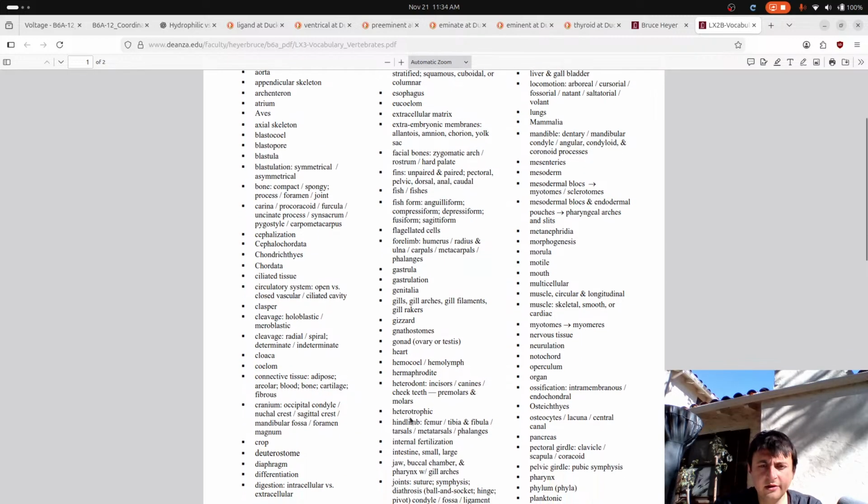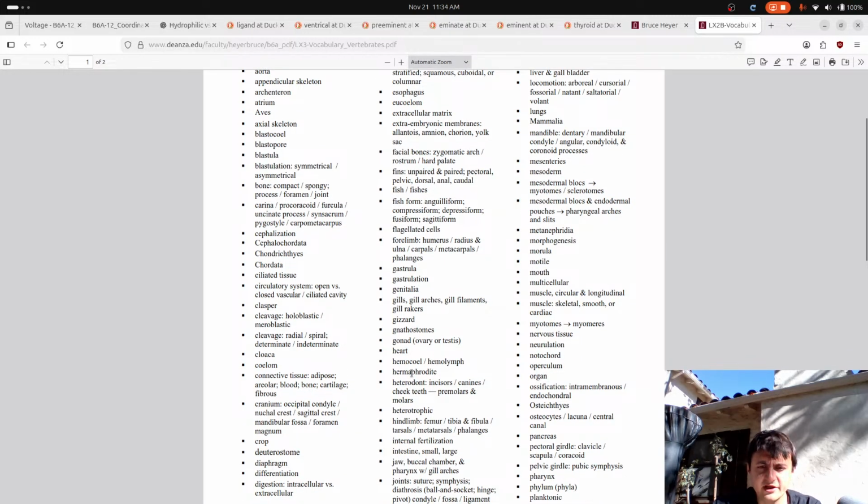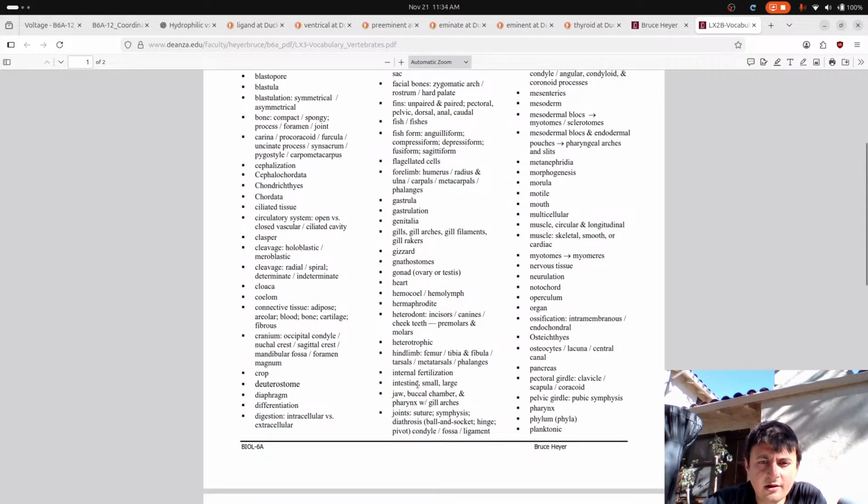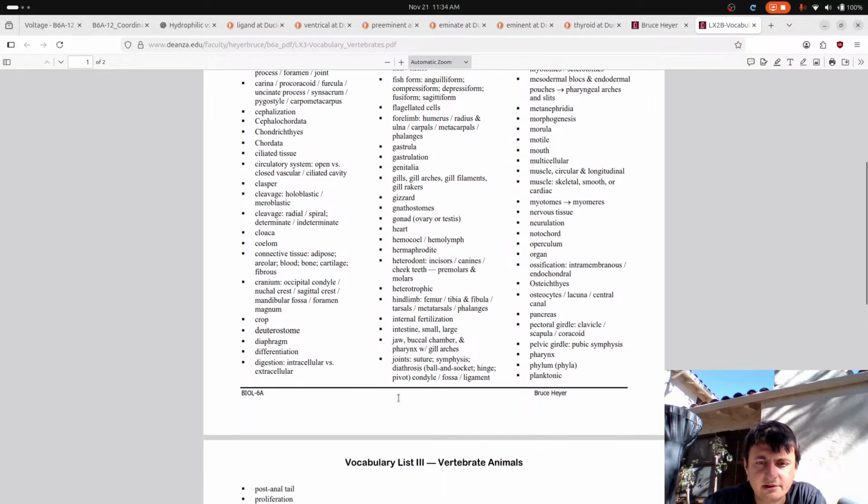Gonad, heart, hemocele, hemolymph, hermaphrodite, heterodont. Oh, wow, we're going to need to know teeth. All right, yeah, big part of this is just going to be bones and stuff. Incisors, canines, cheek teeth, premolars, molars. Heterotrophic, hind limb. Oh, yeah, okay. Forelimb, hind limb. Because we're getting into the tetrapods or whatever, I don't know.